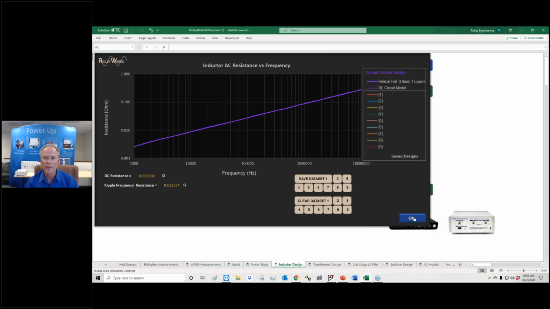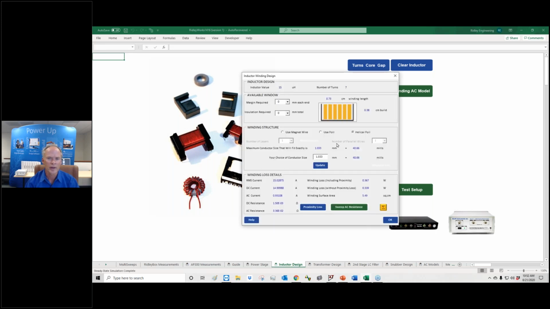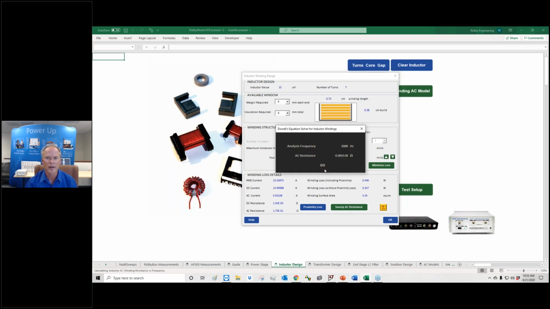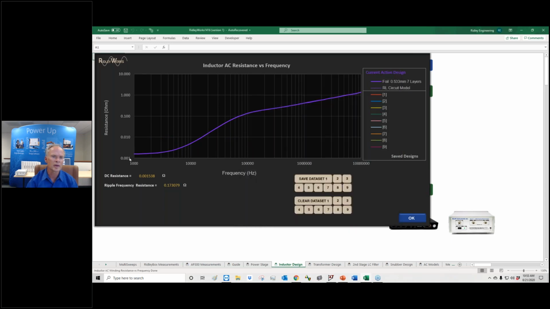Okay. Now we can go in, look at the winding again, and say, well, what if I didn't use that kind of foil? I used regular foil in here, and sweep the AC resistance again. I'm sorry, I'm not sure I saved that last one, but we'll find out. Solving Dowell's equation for inductor winding. Right, so we've taken the foil now, we flipped it 90 degrees to wind it more like a conventional transformer winding. 1 megahertz, 10 megahertz. Solution complete. And now we see that we've got the 7-layer winding here versus what we had before.